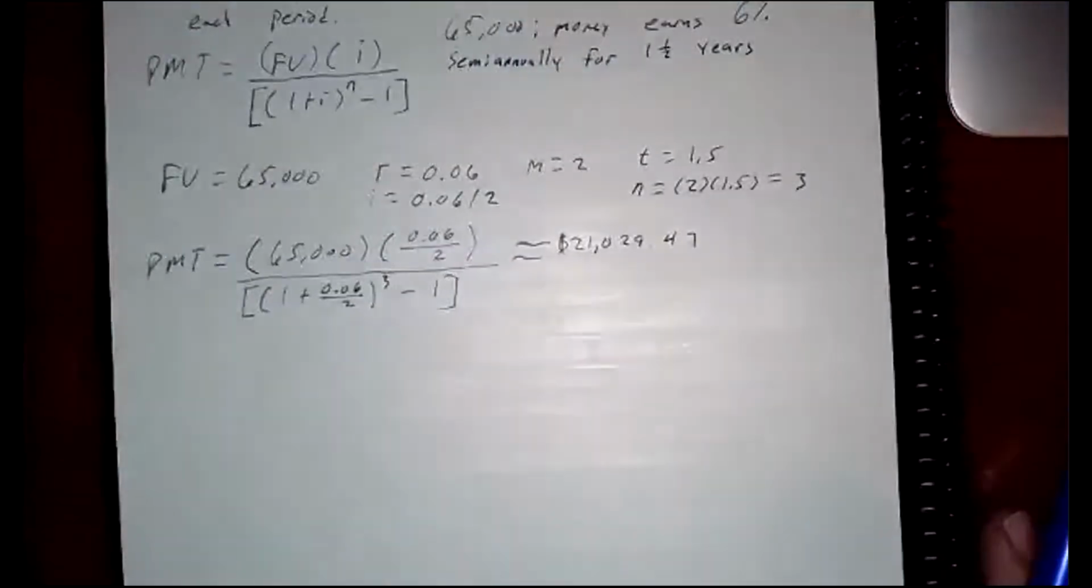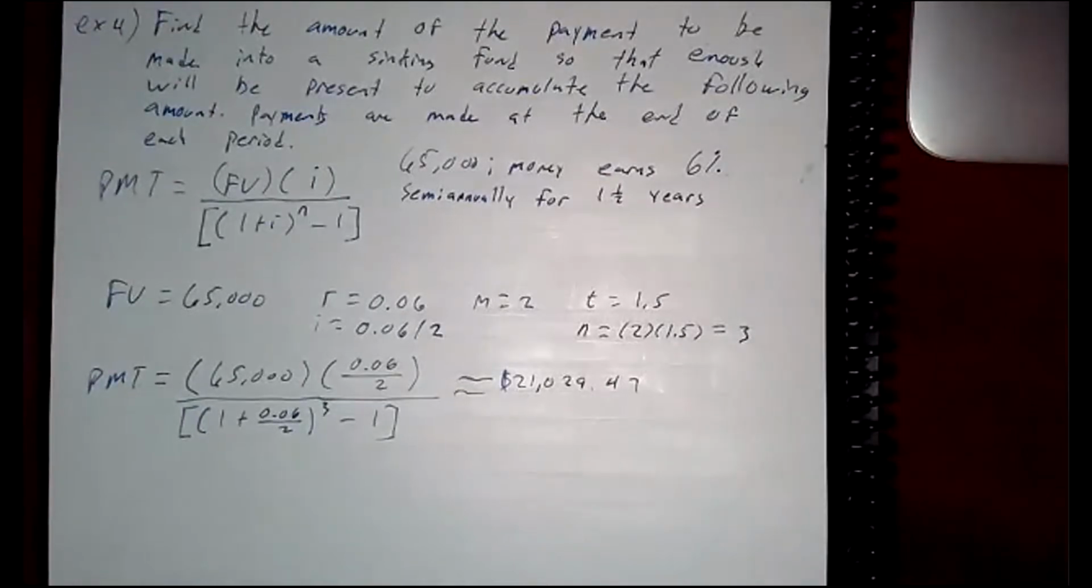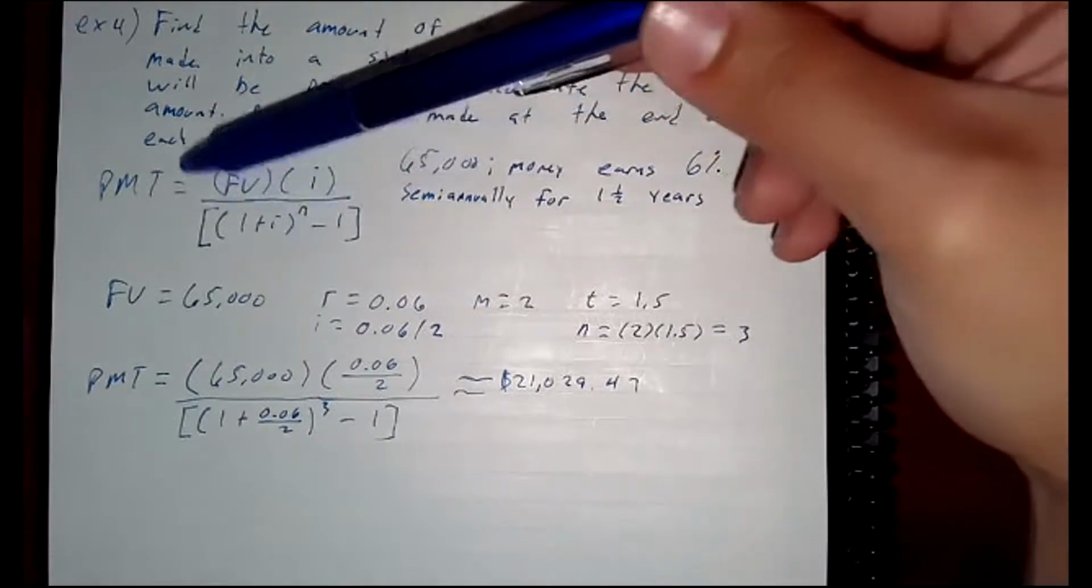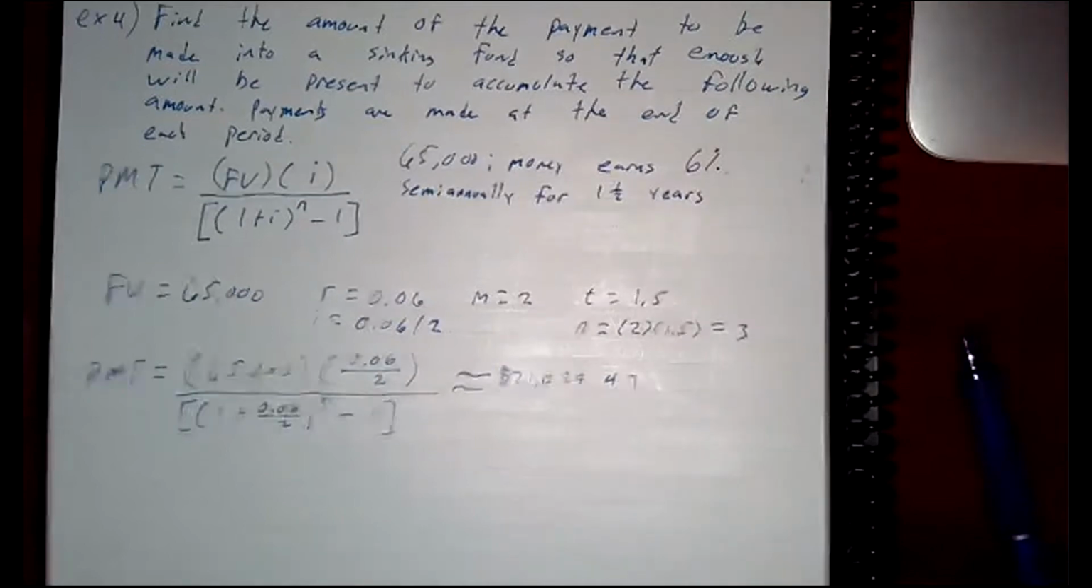Okay, back to example 4. Example 4 says find the amount of the payment to be made to the sinking fund. So yeah, this is basically what I just said. It's the payment formula using a future value.